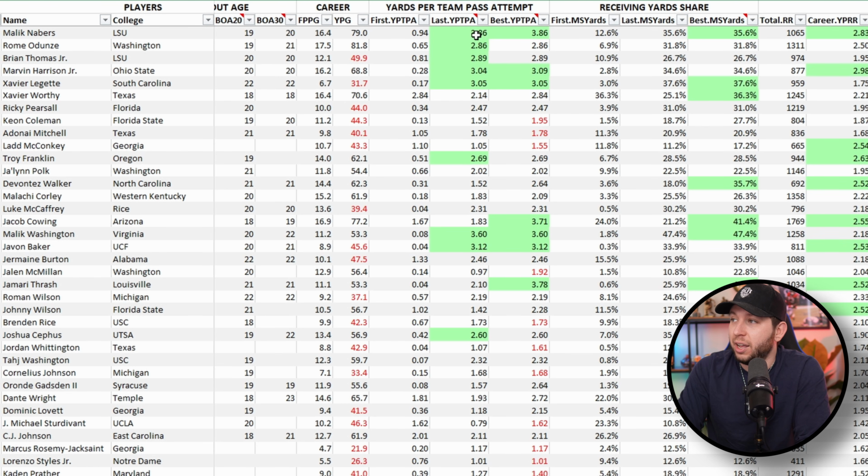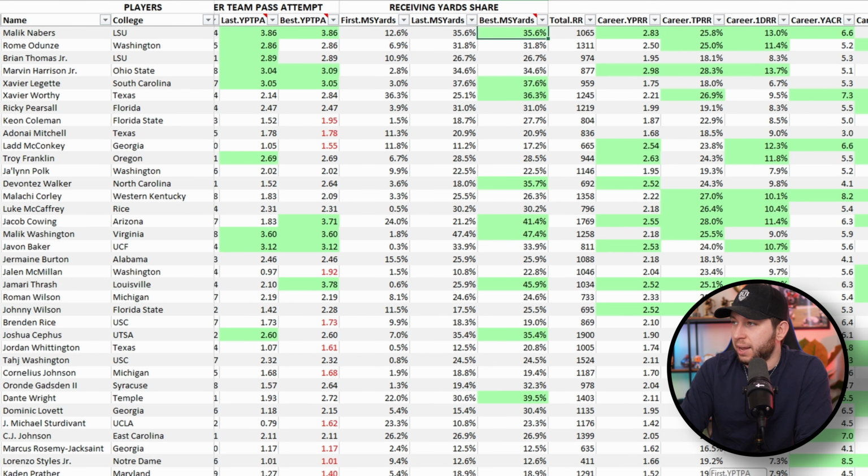Like Malik Nabers, best and last yards per team pass attempt, 3.86. That is insane. Malik Nabers, obviously, a phenomenal prospect, phenomenal in the NFL so far. So love to see that for both of those. Best market share of yards, I want to see that over 35%.